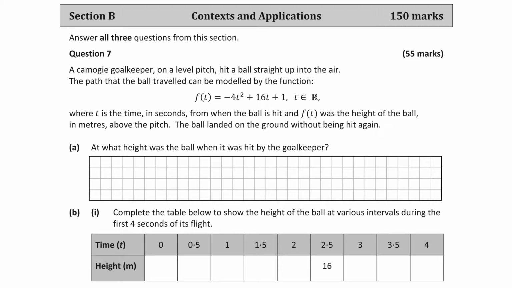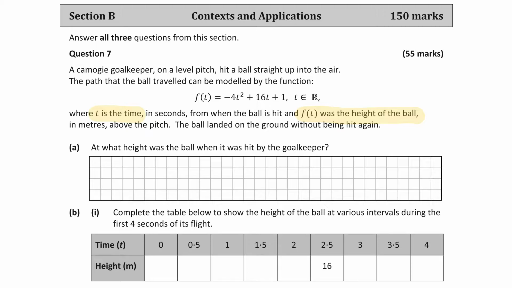Okay, so this is a typical functions question. They're giving you a load of words, which makes it look complicated, but it's actually very easy, right? So the main thing that we need to know there is that t is equal to time. And this function represents the height of the ball, so f of t represents the height of the ball. So if you know that, then the rest is easy, right? We want to know what's the height of the ball when it's hit by the goalkeeper.